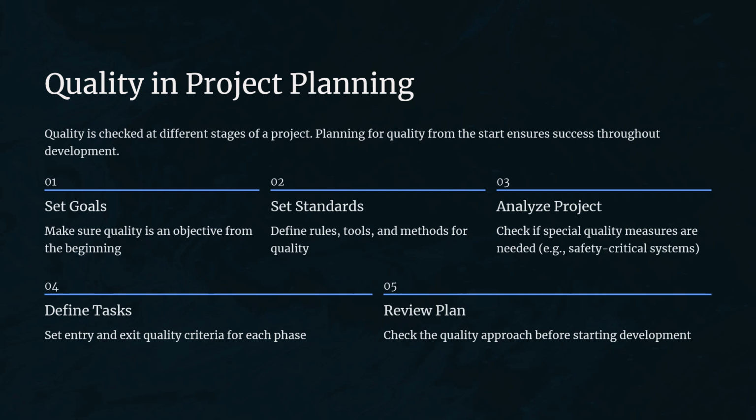Quality in project planning. Quality isn't something you check only at the end. It's planned from the beginning. Here's how teams include quality in a project. Set goals, clearly decide what quality means for the project. Set standards, choose tools, methods, and rules to maintain quality. Analyze the project, identify if it needs special quality procedures, like for safety-critical systems. Define tasks, write entry and exit criteria for each stage. Review the plan, make sure the quality strategy is solid before development starts.